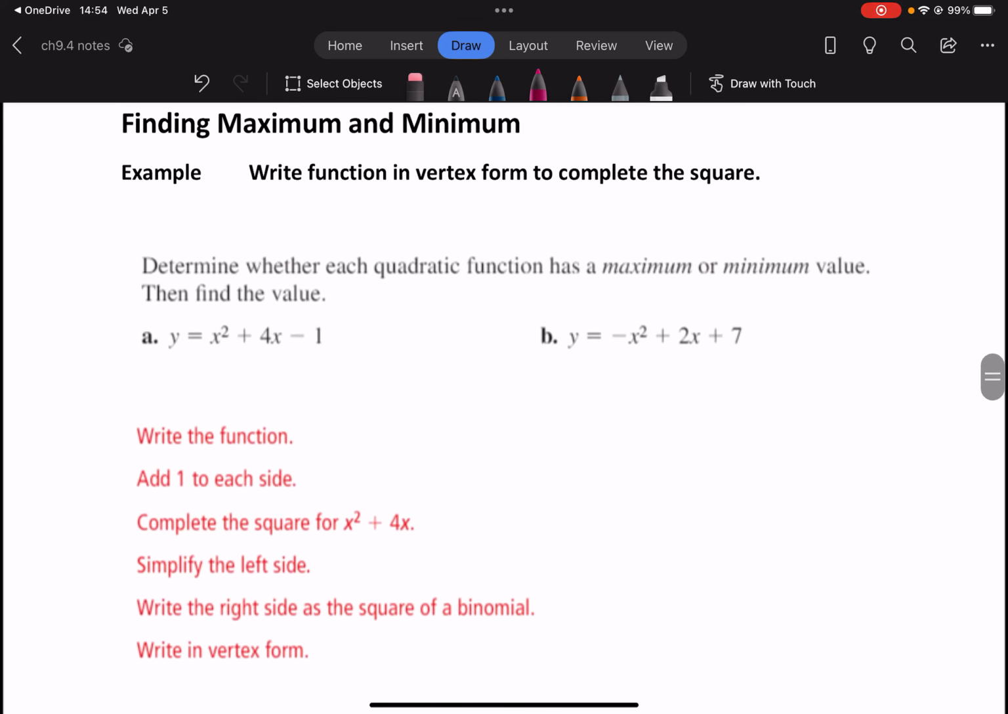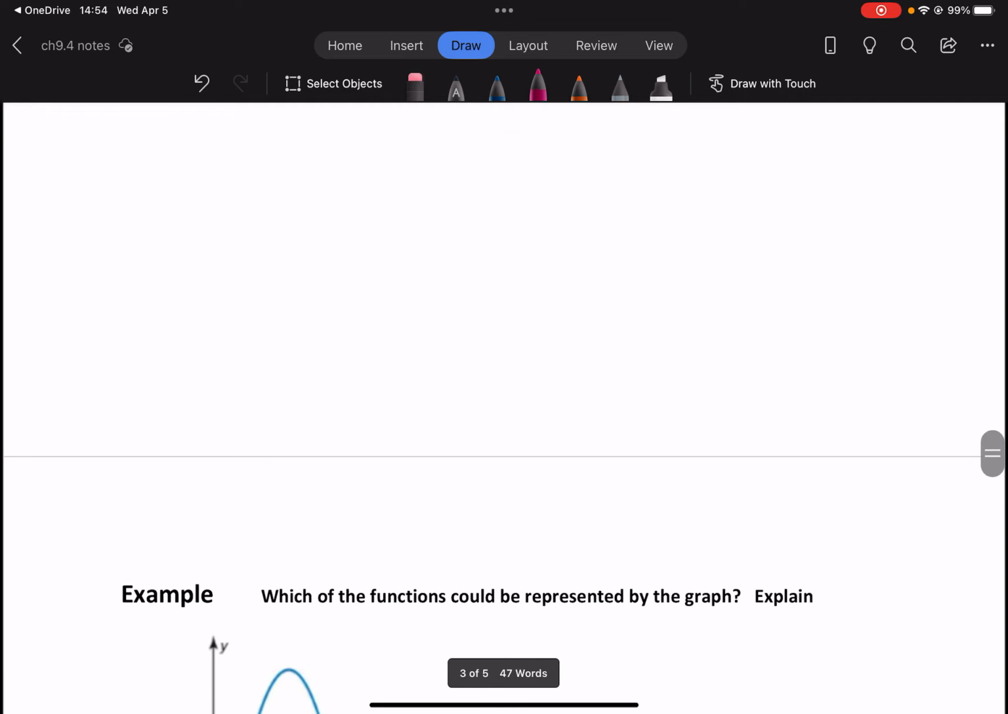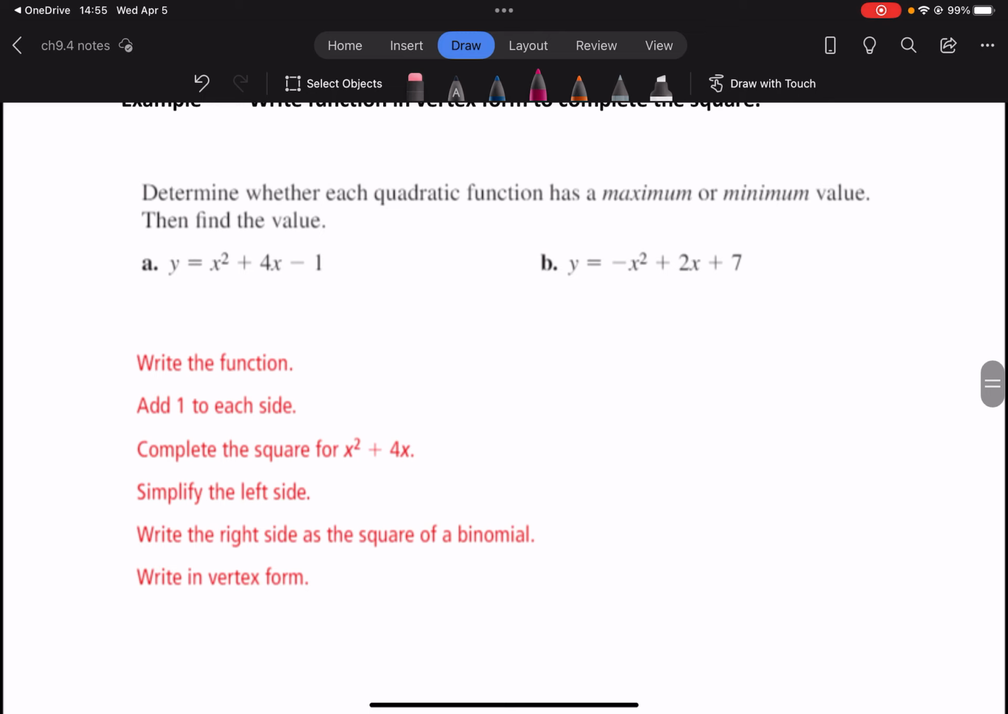So finding the maximum or minimum. So I want to change these into vertex form. Okay? I'm a little different on this. Because what you want to, and I like how this is done, but for A, what I want to look at is, let's do it this way. So y equals x squared plus 4x. And since I'm writing it out, I know I'm going to complete the square to convert it back to vertex form.